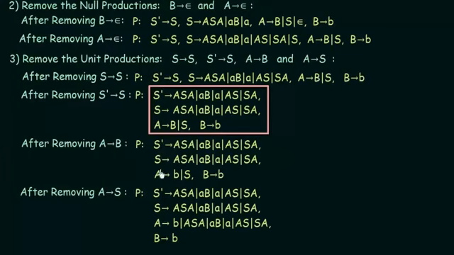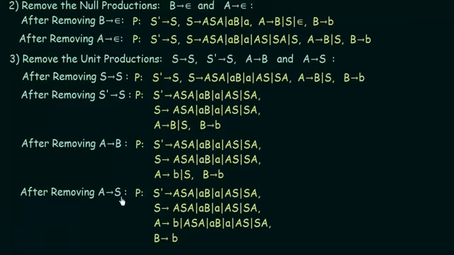So S' and S are the same, they will be the same as they are, and here A gives bS. So instead of this B over here, I will replace it with small b. So A gives small b and S, and B gives B remains the same. Okay, so we are done with this one.